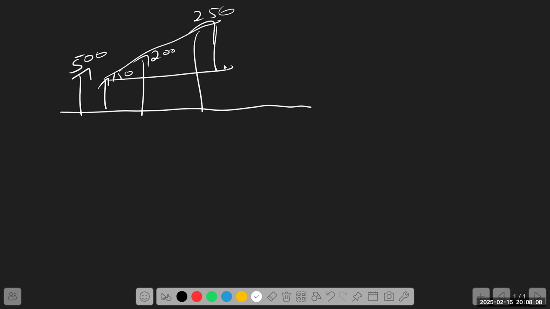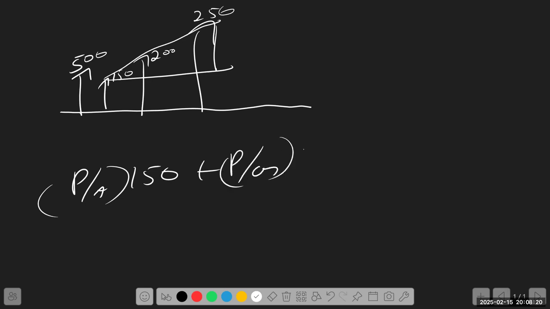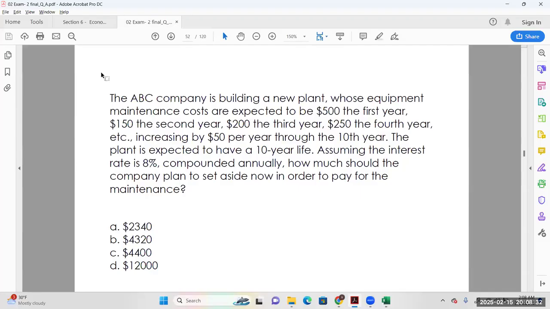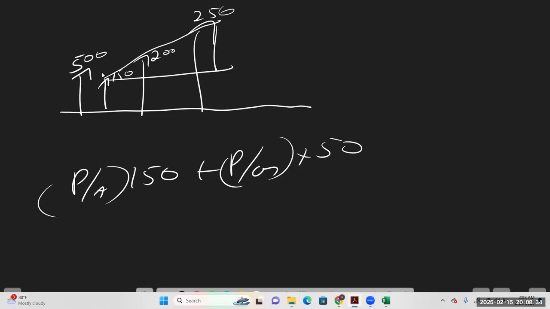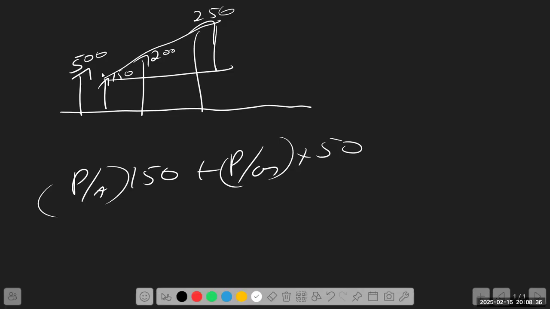So 150 P by A into 150 plus P by G into 50. Yeah. Okay. Then calculate it. Then it's a present value, 500 unit. So I will do it here. See, it's 500.